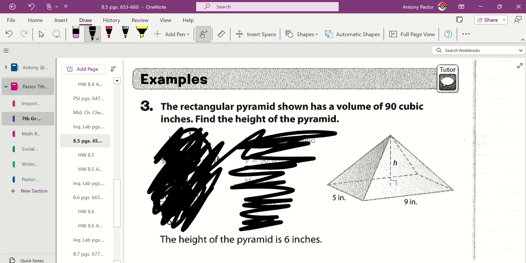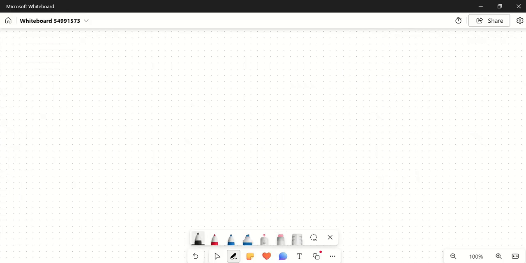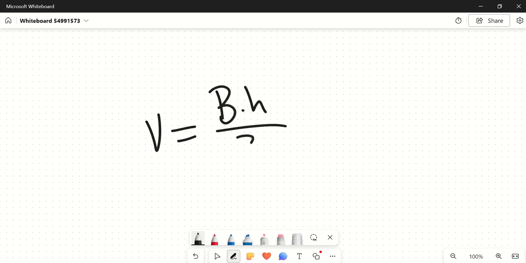Here's a pyramid. Again, they have to tell you what the volume is right off the bat. And it says it in the question. This is a rectangular pyramid. Has a volume of 90 cubic inches, or better yet, 90 inches cubed. And they want us to find the height. They gave us the measurement of the base. Okay? So again, this is what I would do. Volume equals, and I'm going to use the divide by 3 method here. Base times height divided by 3.